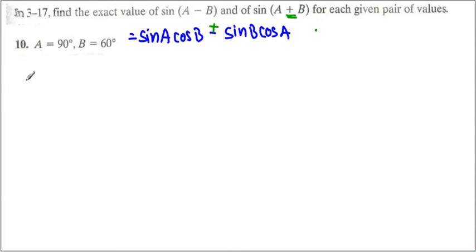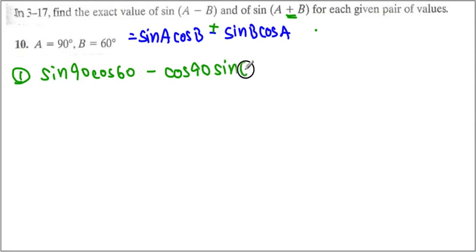Alright, so then let us look at the first section. We end up having sine of 90 times cosine of 60, minus cosine of 90 and sine of 60. Now here we have sine of 90 is equal to 1, while cosine of 60 is equal to 1/2. So 1 times 1/2, where cosine of 90 is equal to 0. So that's what we have, which is equal to 1/2 as the answer.